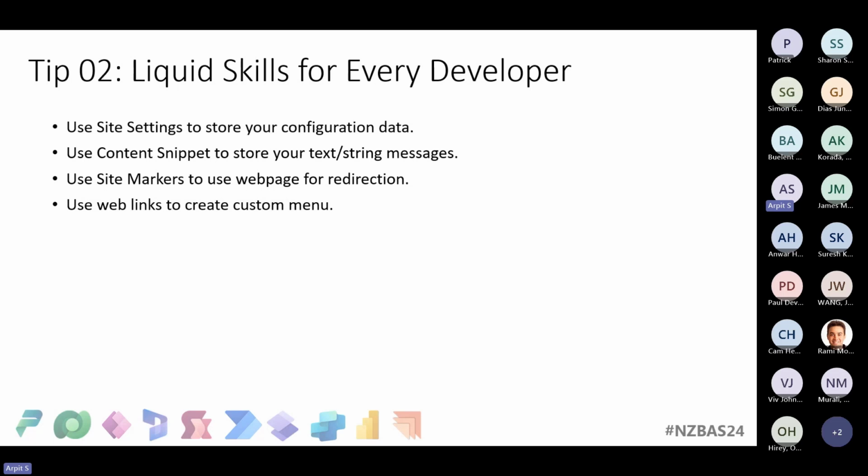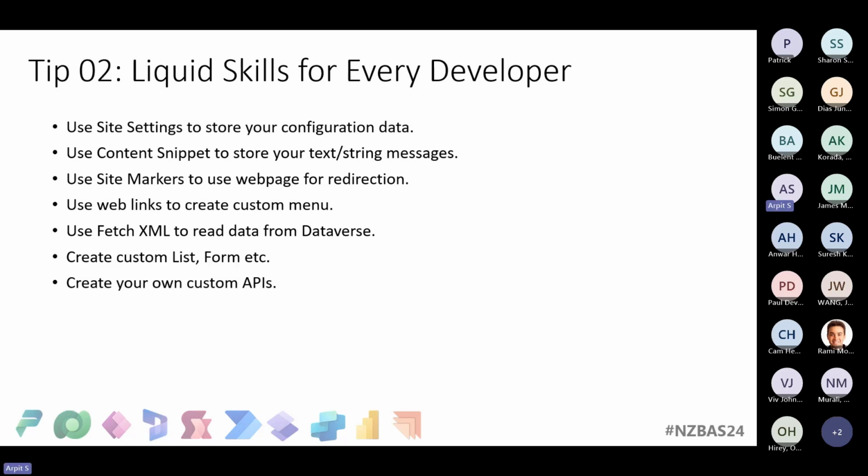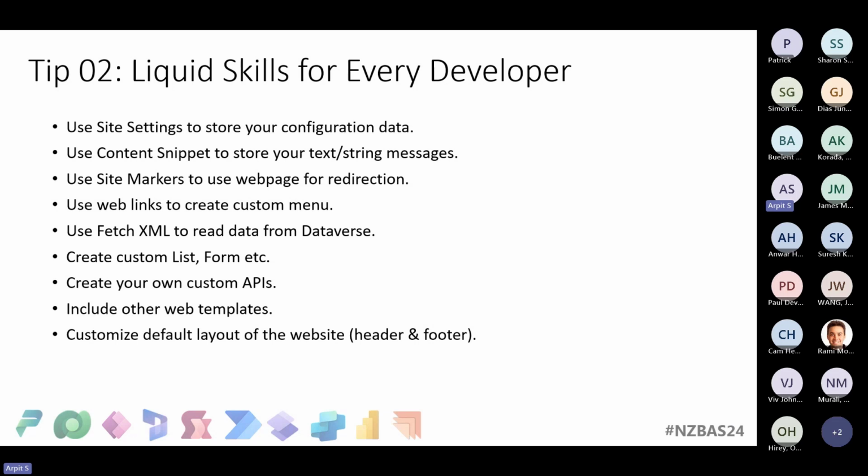I'll quickly show you everything I'm showing here. You can also use FetchXML in your Liquid to retrieve the data from Dataverse, and you can then bind it to the editable subgrid or whatever format you want. You can customize the list of forms. You can create your own custom APIs as well if you are using Liquid. For example, you always use the web template or some other components to create the Liquid, and if you want to refer to one Liquid code in another Liquid code, then you can include the web templates as well. And if you have to customize the default layout of the website, then also you can use Liquid.